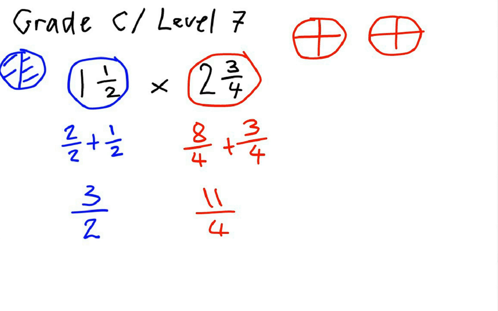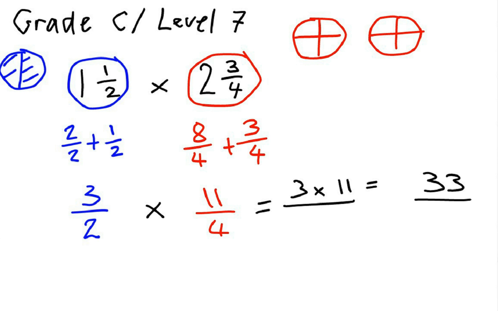Once we've done that, we can very simply just multiply them together as we were doing before. So 3 times 11 gives me 33, and 2 times 4 gives me 8. Sorry, I've done that wrong there. Let me see if I can rub that out just to show the workings. That's 2 times 4 there, which gives me 8.